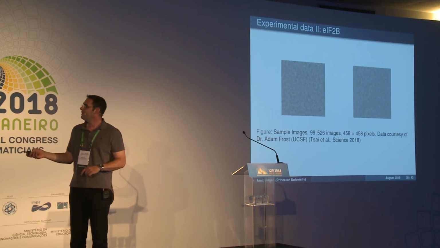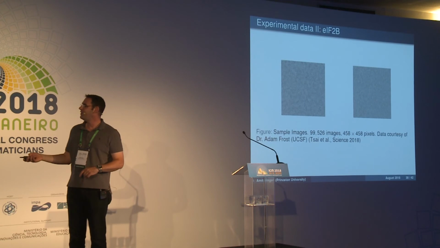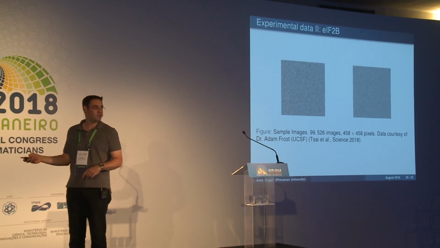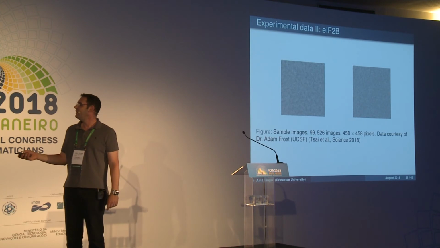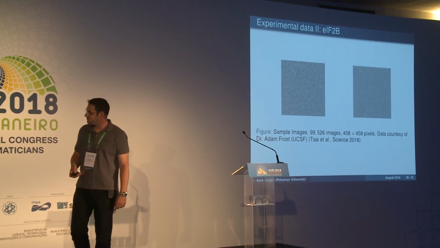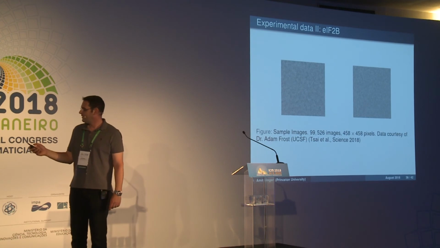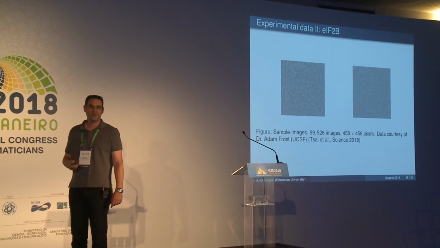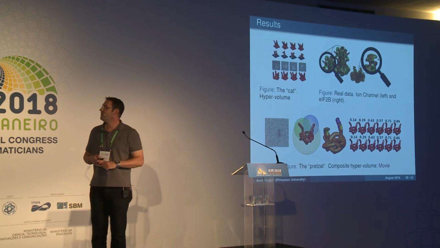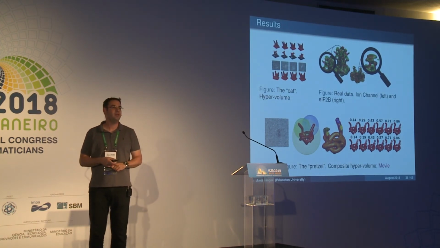And this is another data set from our collaboration with UCSF, with Adam Frost. Again, these are much larger images, almost 500 by 500 pixels, just for a single particle, and there are about 100,000 of them. Adam and his lab members have just published their work about this in Science. Again, if you're seeing such images for the first time, you should believe me that there is a molecule here. Okay, so now it's time to show the video. The video will show results for each of those data sets.